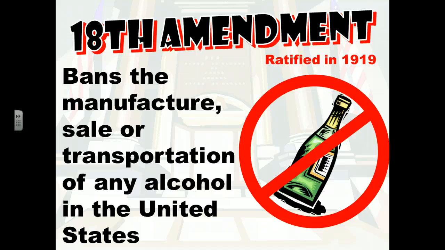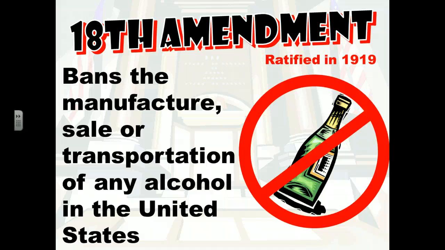All right, so this is a really interesting amendment. The 18th Amendment is ratified in 1919, and this bans the manufacture, sale, or transportation of any alcohol in the United States. There was a big movement that blamed a lot of the social ills in the United States on drinking, and so they gained enough momentum to pass an amendment that says that you can't manufacture it, you can't sell it, you can't transport alcohol.